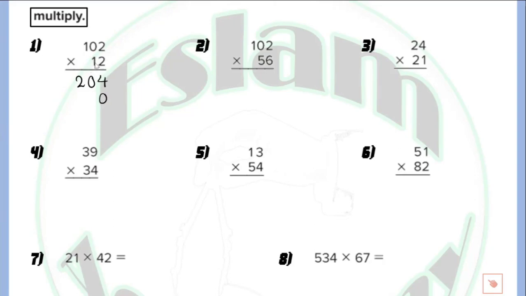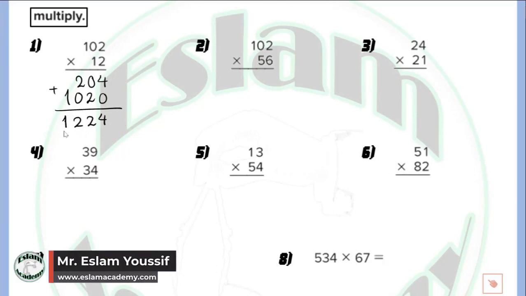Then now you can multiply. 1 times 2 equals 2. 1 times 0 equals 0. 1 times 1 equals 1. Now by adding the two numbers: 4 plus 0 equals 4. 0 and 2 equals 2. 2 and 0 equals 2. So the answer now will be equal 1224.